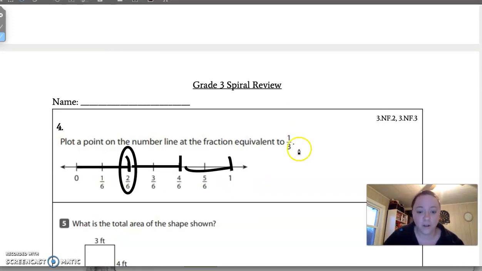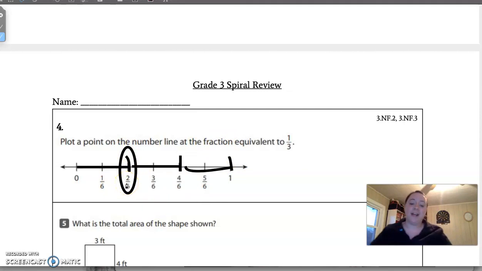Okay, so we have 1/3. Now, I circled this because I wanted to show you how I got my answer. So we have 0. Now, this looks like it's all in 6, but if we divided it into 3 parts instead of 6, we have 0/3, 1/3, 2/3, 3/3. I know it's really hard to see because you have all the 6s here, but pretend those aren't there, just where the lines are. So now we know that this one right here is equal to 1/3.